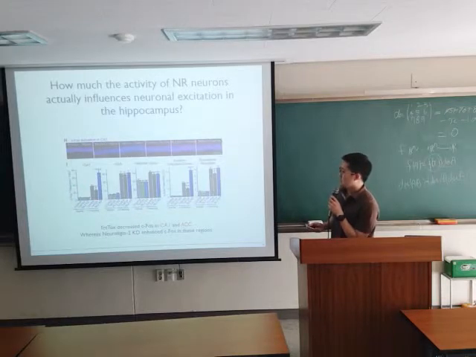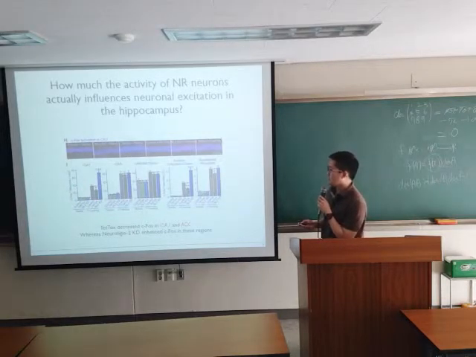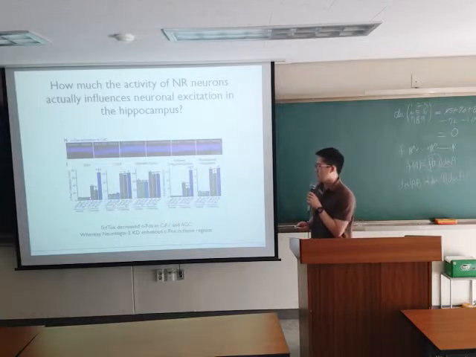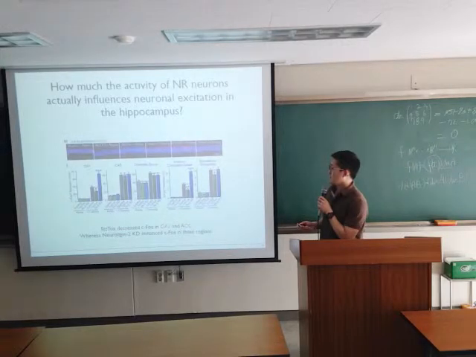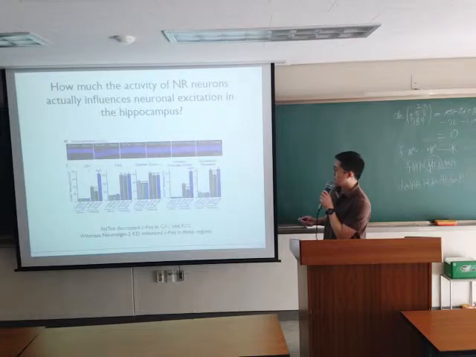In the CA1, they showed a higher c-Fos level in the neuroligin 2 knockdown group and a decreased c-Fos level in the tetanus toxin group. And other than the CA1, the ACC also showed a similar effect.